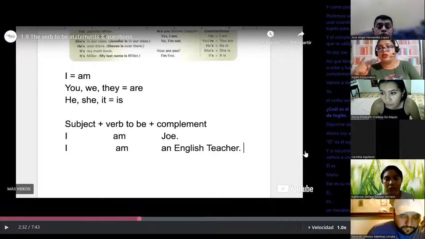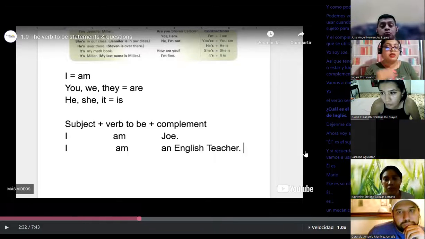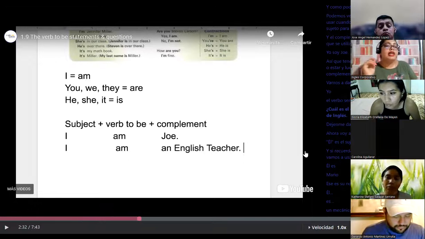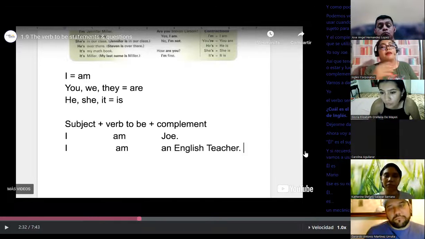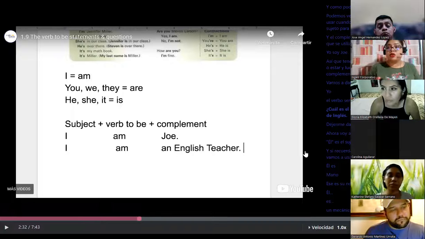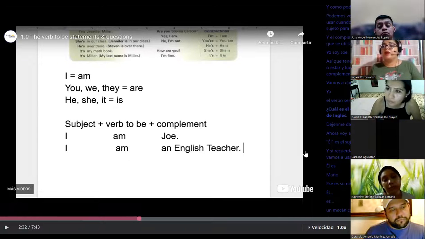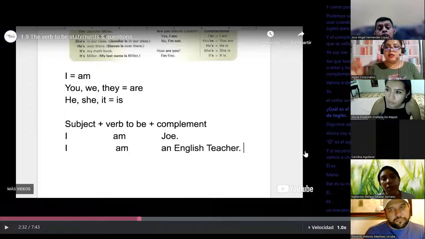And in this case, we are going to use the subject as the pronouns. Los pronombres que nosotros ya hemos estudiado, el I, you, he, she, it, todos esos, son nuestros sujetos. Ahora, if we want to change that, we are going to use proper nouns. Si queremos cambiar el uso del I, you, he, she, it, yo puedo utilizar nombres propios. En el caso de he, yo puedo decir Pablo is, porque estamos utilizando el verbo to be. Pablo is my brother.